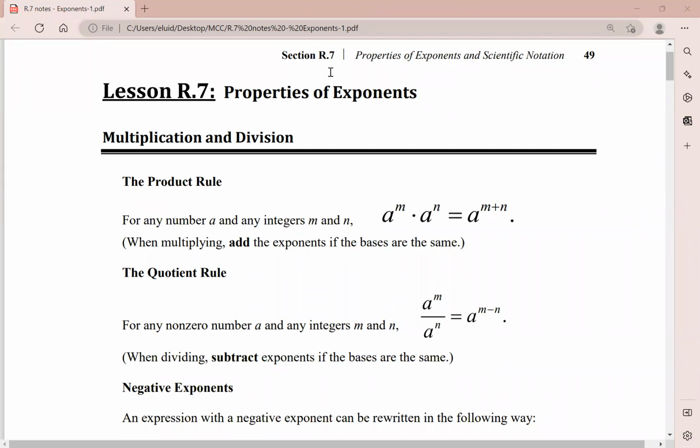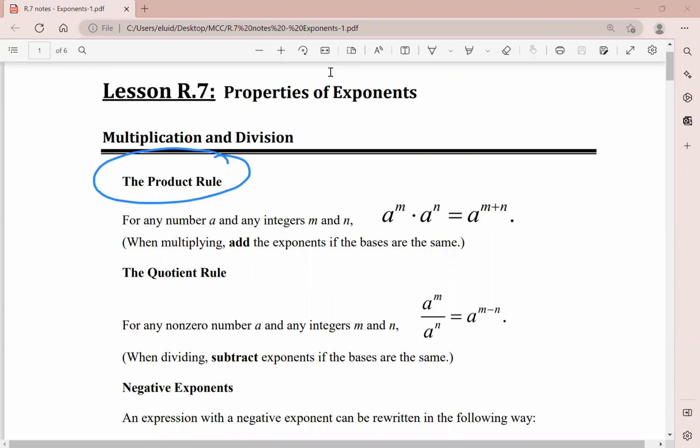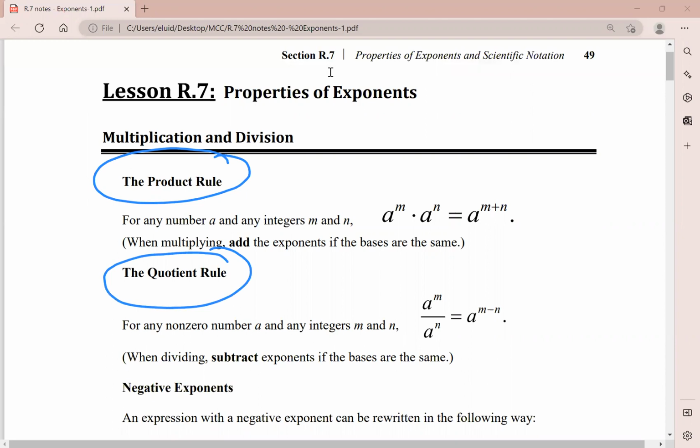The first two you can see on the screen. We have the product rule and the quotient rule. So the product rule, remember, product has to do with multiplication. When we have a product of two expressions or two numbers that have the same base, so you can see this a here is the same base, what we do is add the exponents. So a to the m times a to the n is equal to a to the m plus n.